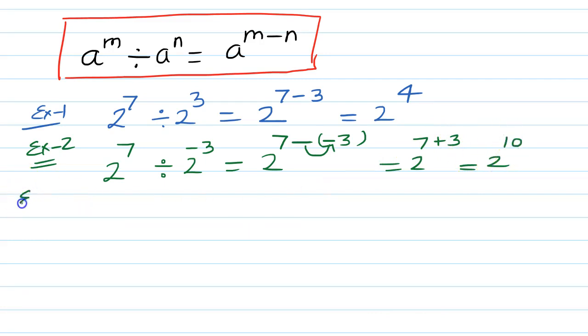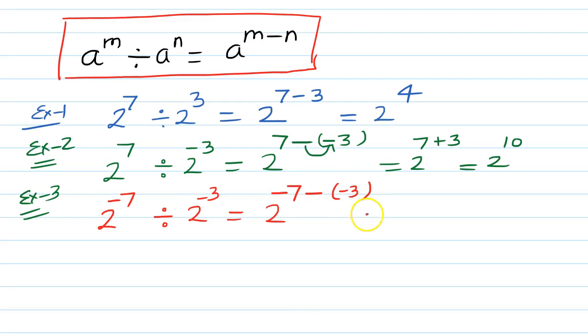Let's see another example, example 3. It is 2 to the power minus 7, and here it is a division sign, and 2 to the power minus 3. What do we need to do? From the first power take away the second power. So what will happen? Minus 7, and this minus and minus becomes plus. Minus 7 plus 3 is 2 to the power minus 4. This is your second rule.